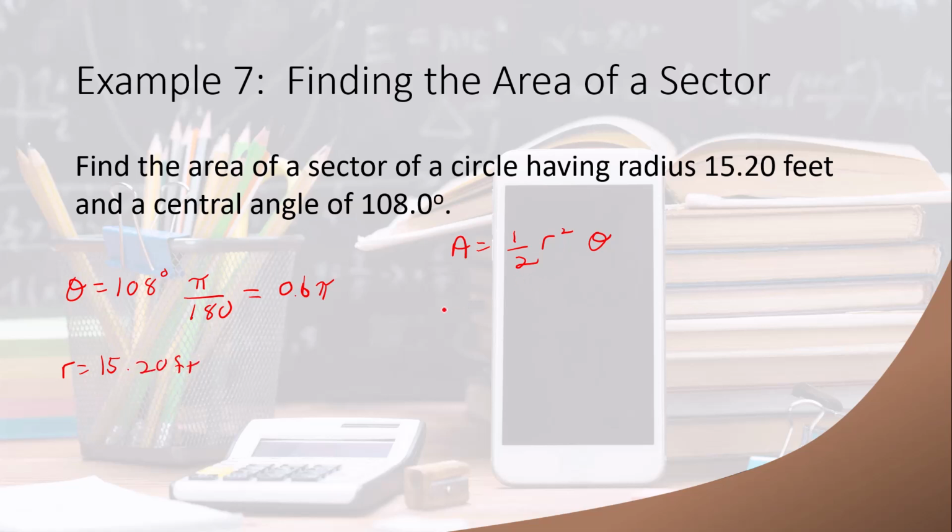Okay, putting all this in, we are going to have that A is equal to 1/2 times 15.20 feet squared, and now our angle in radians is 0.6 pi. Okay, when we compute this, including our value for pi, we are going to get 217.75 feet squared. Now, since this has 2 decimal places and this only has 1, chances are if you had this in MML, they will want your answer down to 1 decimal place. So this will round to 217.8 square feet.